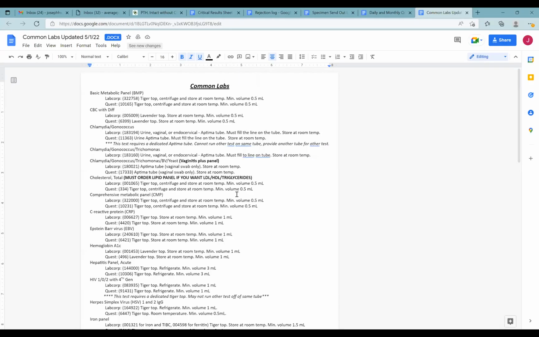So again, the common lab sheet, if you see any errors, let me know. A lot of these tiger tops, some of them don't say centrifuge and some of them do. I should probably update that, but again, all tiger tops are centrifuged, so it's kind of implied.